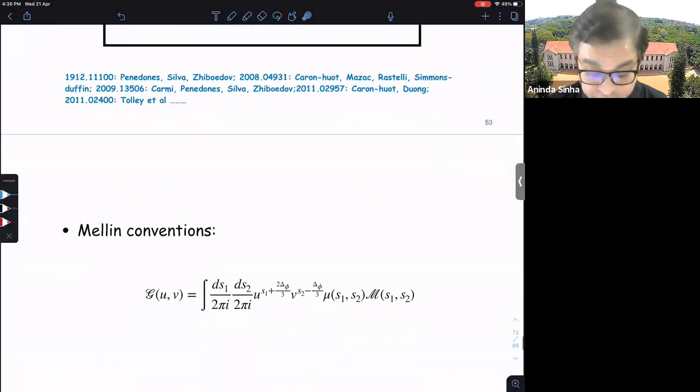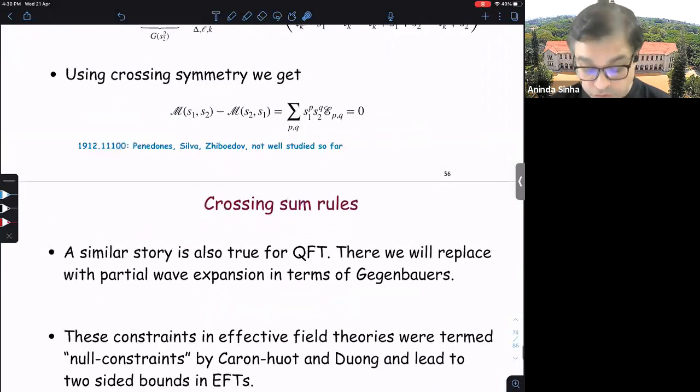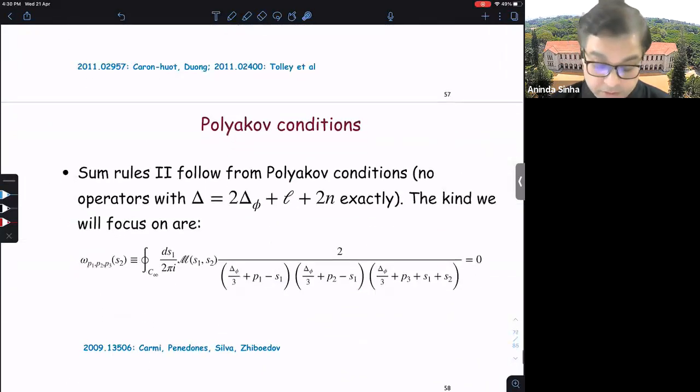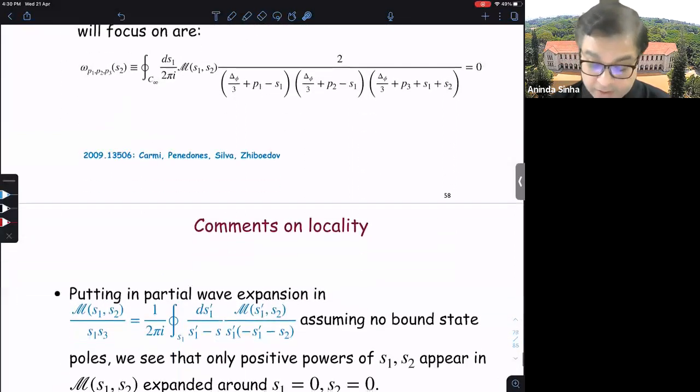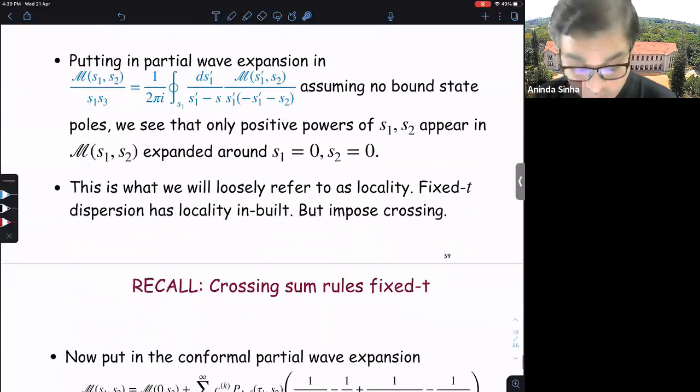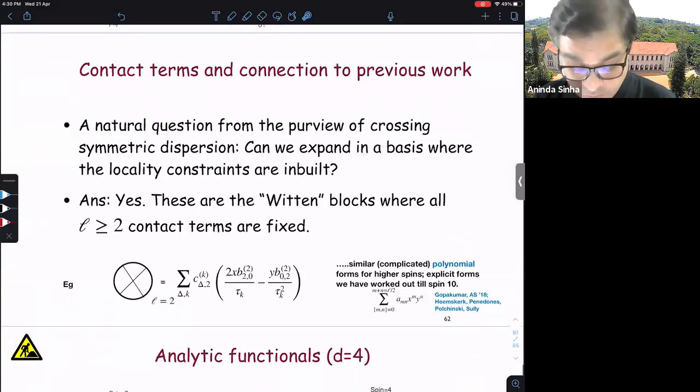And there are all kinds of checks that one can do using Mellin dispersion relations. Basically, to do a sanity check that we are not saying something that can be easily ruled out using the fixed dispersion relation, things like that. But that is it. So basically, this is a non-perturbative derivation of the Witten block expansion.